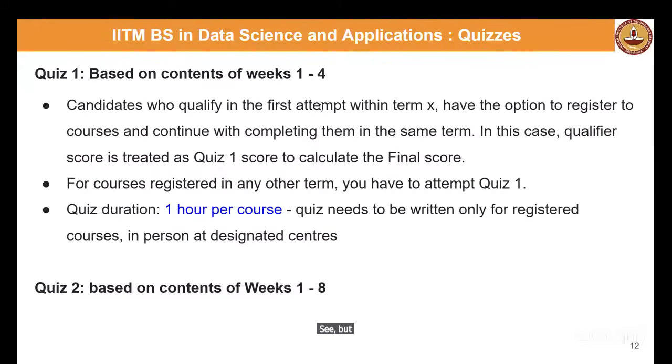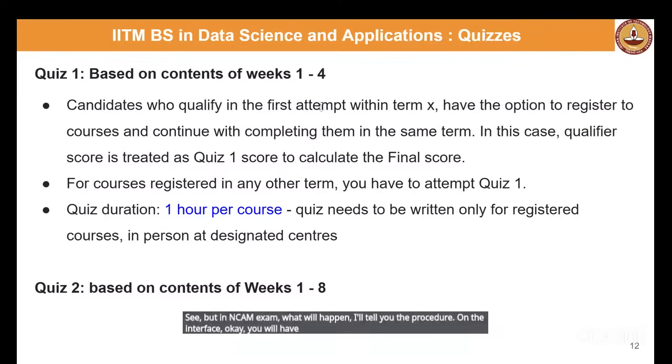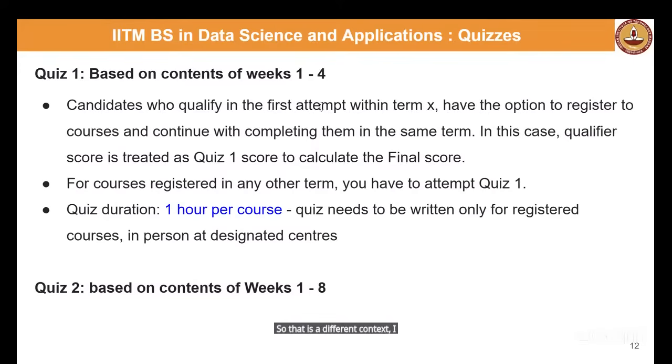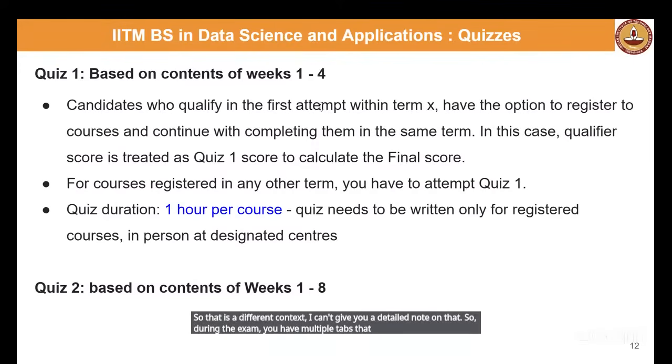But in the end-term exam, what will happen? I'll tell you the procedure. On the interface you will have multiple courses. That might include courses from diploma also. Why? Because we have this question paper bundling concept. That is a different context, so I can't give you a detailed note on it. During the exam, you have multiple tabs with a toggle option. It will have various courses also, right?